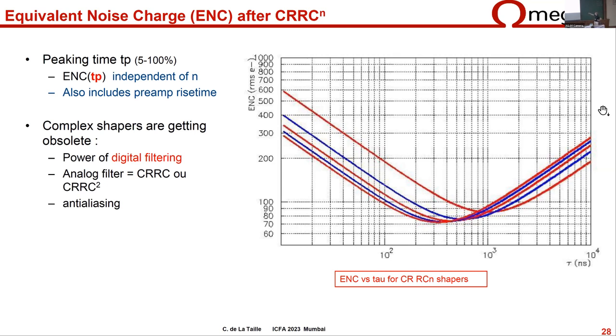So this is why you will see in the following, most of the time people just use CRRC2 and then don't go to the trouble of having more stages, which usually increases the power dissipation. So this is what you will find. As was said yesterday in a question, when people want to do something more elaborate, then they do some digital filtering on top of this basic analog filtering.